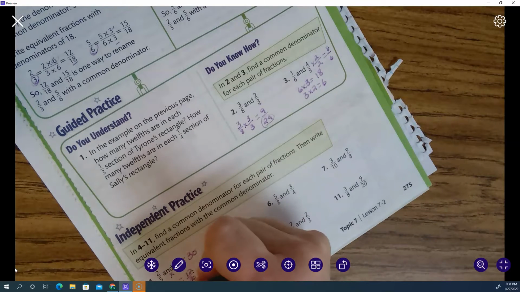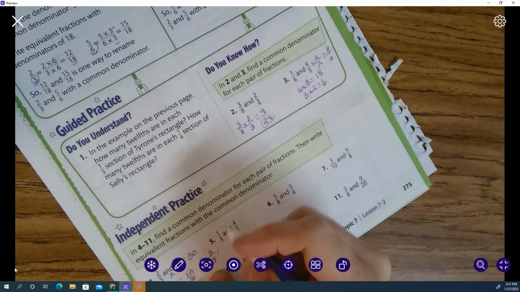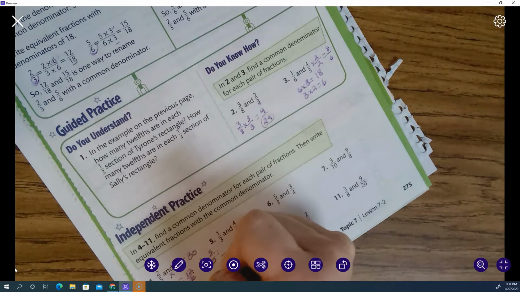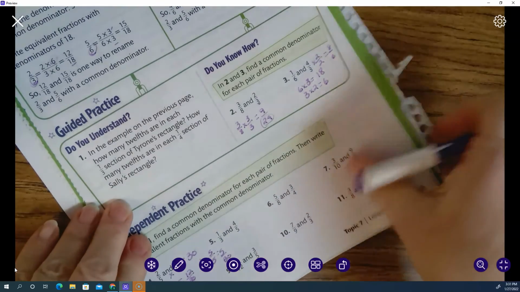Now let's find it for 1/6. For 1/6, I know to get to 30, I have to multiply by 5. So it'd be 5 over 5. 6 times 5 is 30. 1 times 5 is 5. So 1/6 and 5/30 is the same.